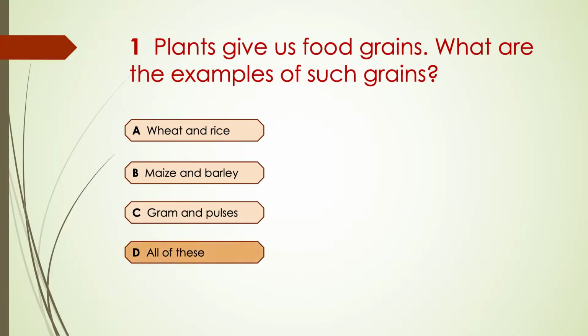The answer is option D, all of these. Food grains are small dry seeds which are grown by human beings for food. Examples: wheat, rice, maize, barley, gram and pulses.